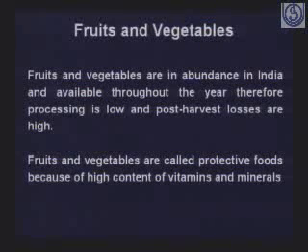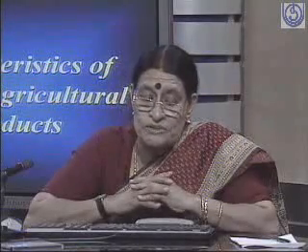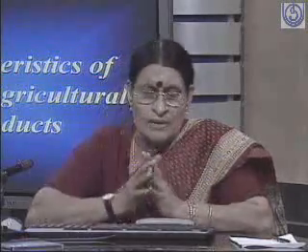Fruits and vegetables are in abundance in India and they are available throughout the year. Therefore, processing is low and post-harvest losses are high. Fruits and vegetables are called protective foods. They have high content of vitamins and minerals. In fact, as we know, India is the second largest producer of fruits and vegetables in the world.